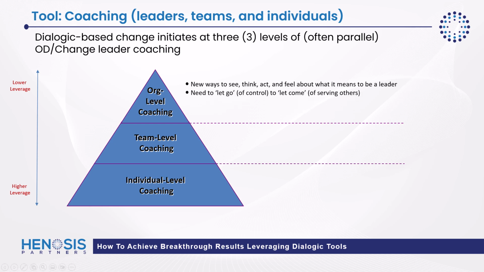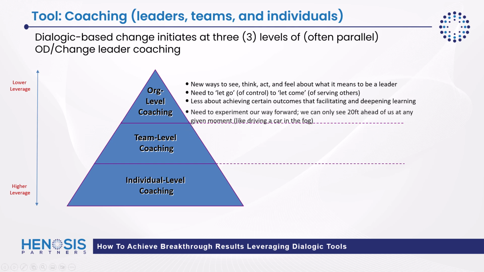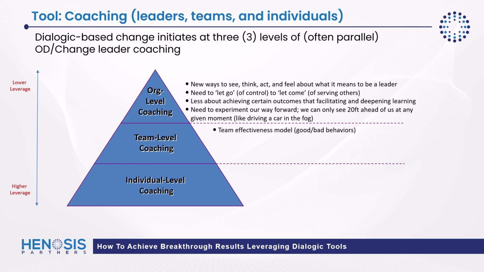We coach on the need for leaders to let go of control, to therefore let come of being able to serve others. We coach on that dialogic change is less about achieving certain outcomes than facilitating and deepening learning for all involved. And we coach on the need to experiment our way forward, in that we can only see 20 feet ahead of us at any given moment when trying to solve a complex adaptive challenge. It's the equivalent of driving a car in the fog.